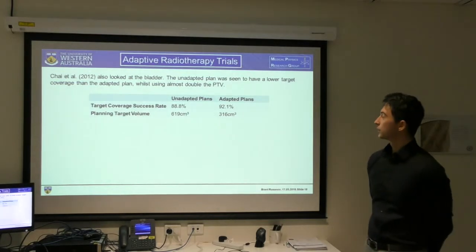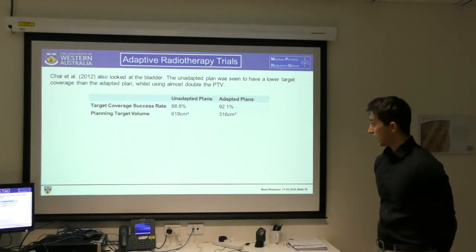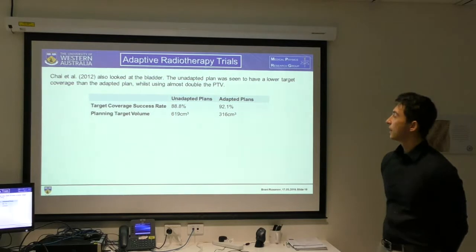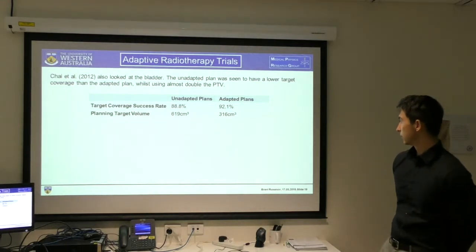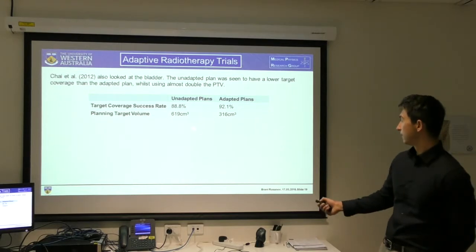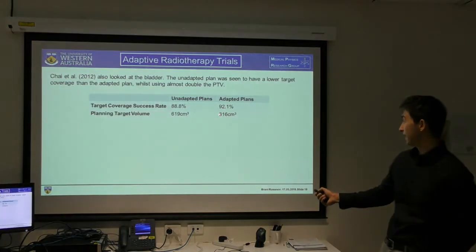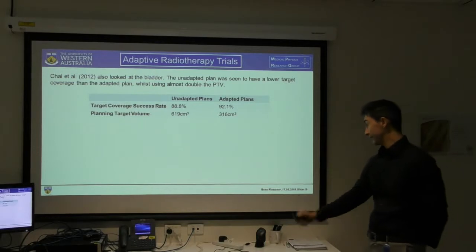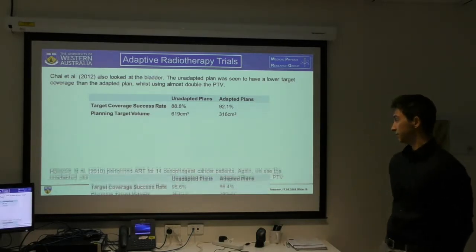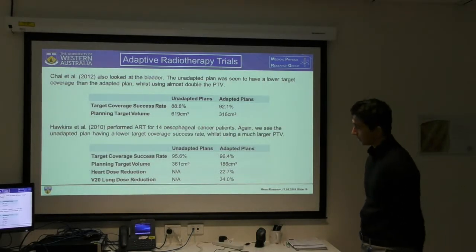Chai et al. also looked at the bladder, and they found that the unadapted plan was seen to have a lower target coverage than the adapted plan, whilst using almost double the PTV. So you can see the statistics here. There is more coverage with the adapted plan and way less planned target volume, so you're irradiating way less healthy tissue. And similarly, Hawkins et al.